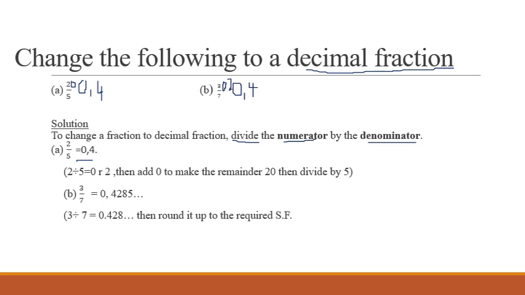So with this, we continue doing the same, adding zeros and remainders, zeros and remainders, until we finally come to our answer. But in this case, this one does not terminate. If it does not terminate, what we need to do is to round it up to the required significant figures.